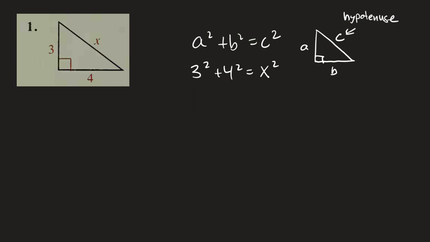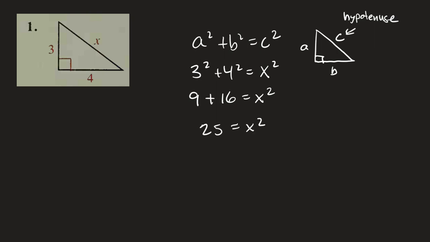So to solve for X, let's square 3. That's 3 times 3, which is 9. Plus 4 squared is 4 times 4, which is 16. That's equal to X squared. And 9 plus 16 is 25, which is X squared.